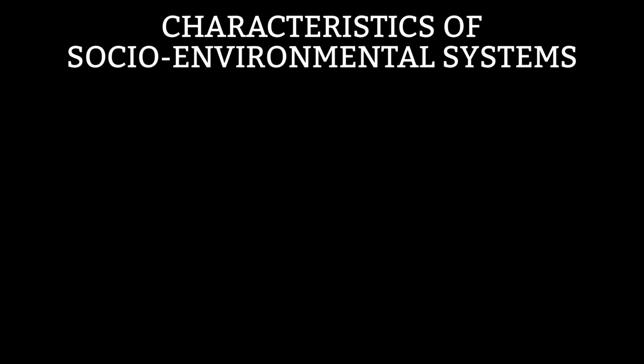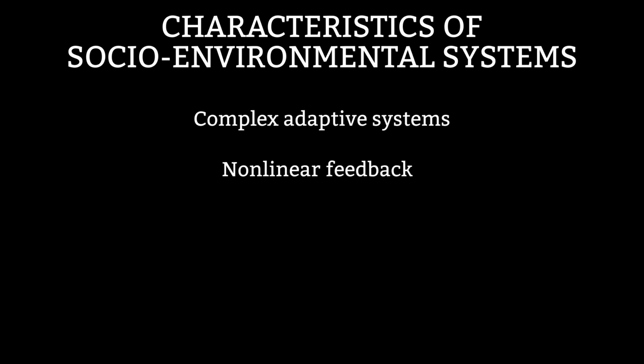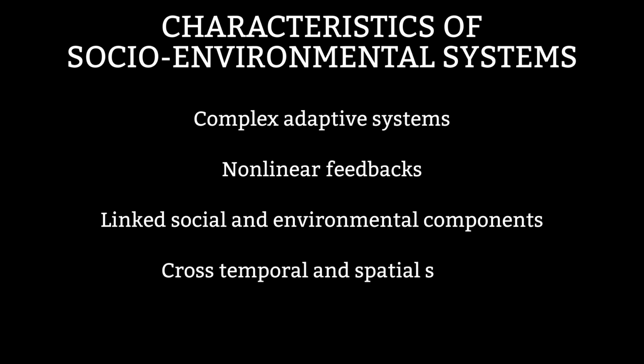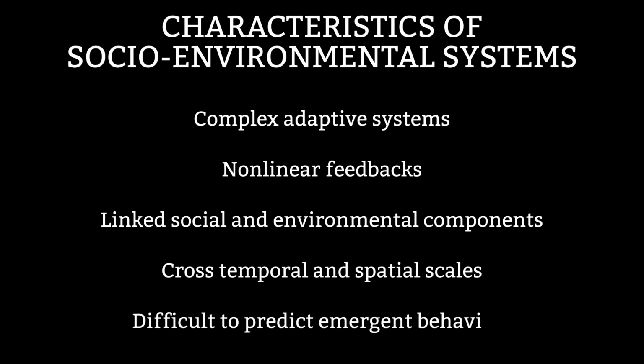This first video in our three-part series focused on defining socio-environmental systems and some of their characteristics. These are adaptive systems characterized by nonlinear feedbacks within and between the social and environmental components. And these feedbacks often span different temporal and spatial scales. When there are many feedbacks, it can be quite difficult to predict the future status of the natural resources and of the social systems that are linked to those resources.